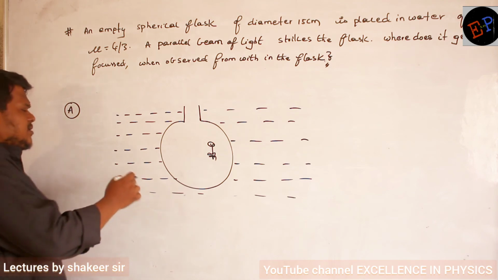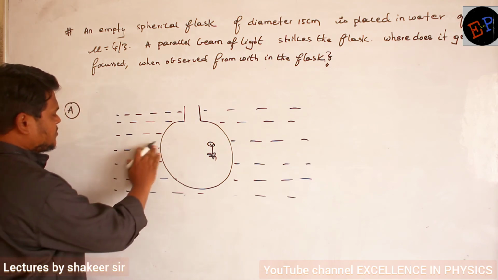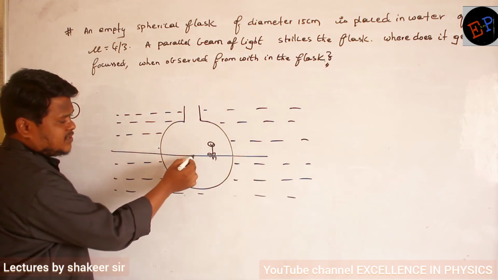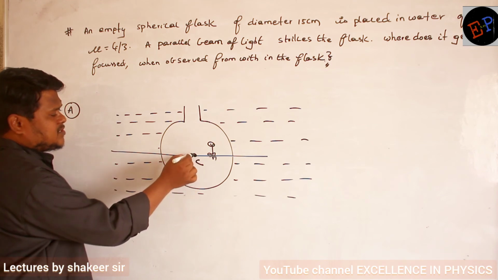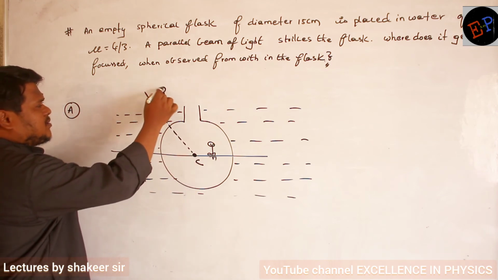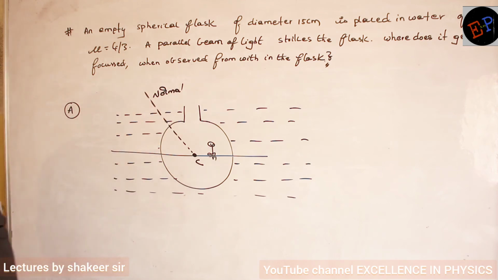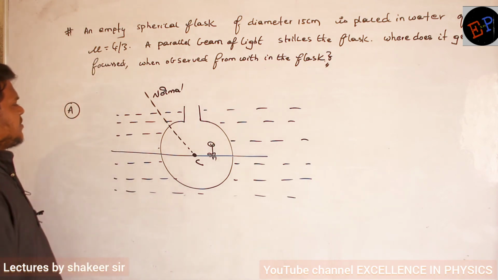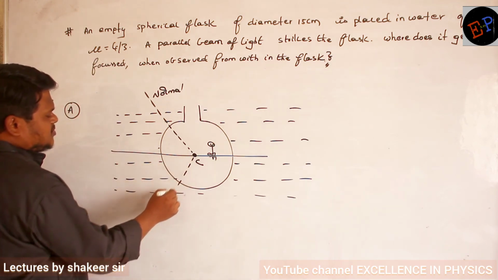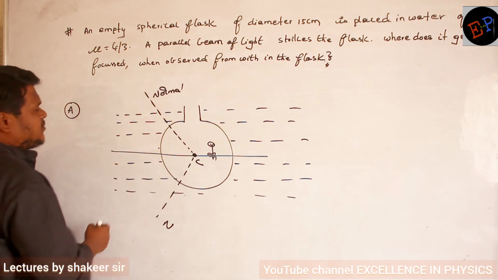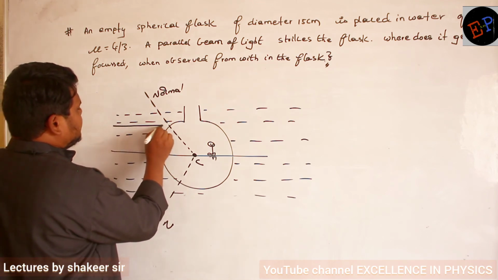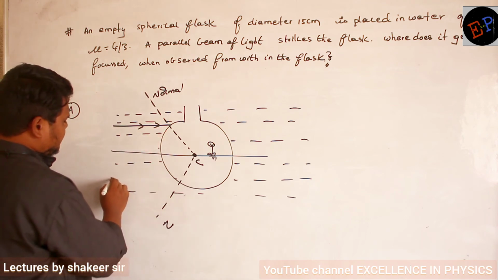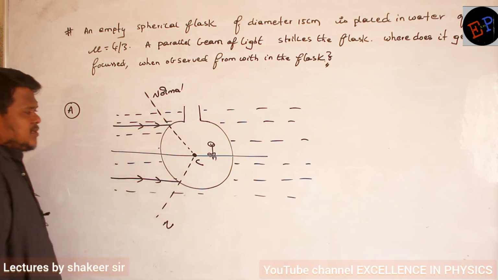Clear? So let us draw the principal axis. What shall we take as the principal axis? So let this one be the principal axis. And this is the center of curvature, no? So from the center of curvature, if I draw any line, that line becomes the normal. Then a parallel beam of light strikes the flask. So consider this is the first normal and second normal. So light ray coming parallel to the principal axis like this. And here also light ray coming parallel to the principal axis like this. Are you able to understand?